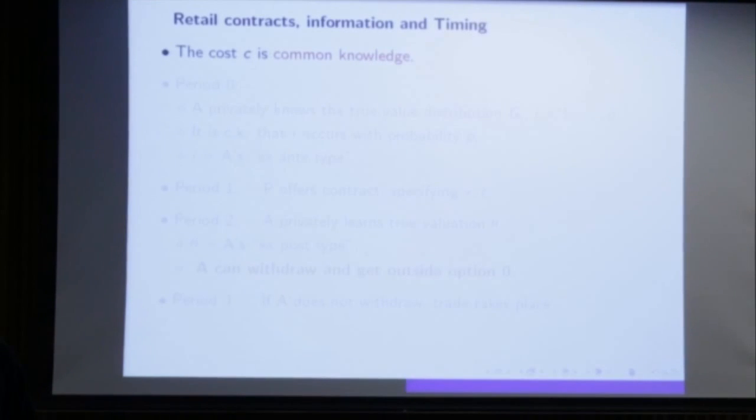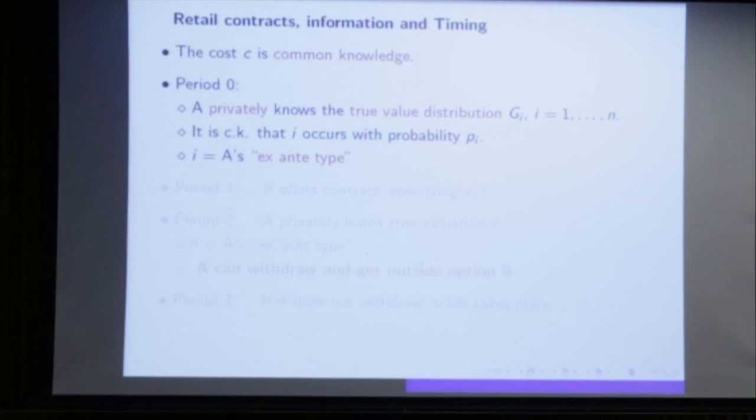So what is the information structure underlying all this? The cost C will be common knowledge. The principal and agent know everything about that. What happens in period 0, before the contract is written? The agent does not learn theta. He learns that his true valuation, theta, will be drawn from the distribution G_I, and this is common knowledge, and that this type I occurs with probability p_I. So what I have as an agent is ex ante private information: I already know a little more than the principal about how much I will need my jeans.